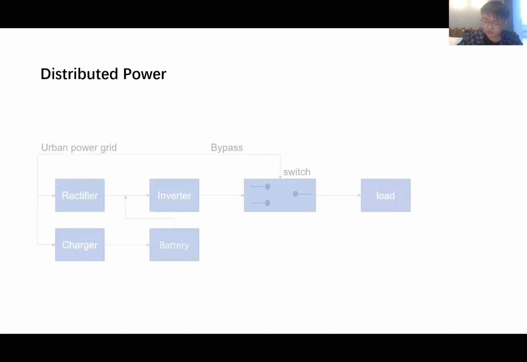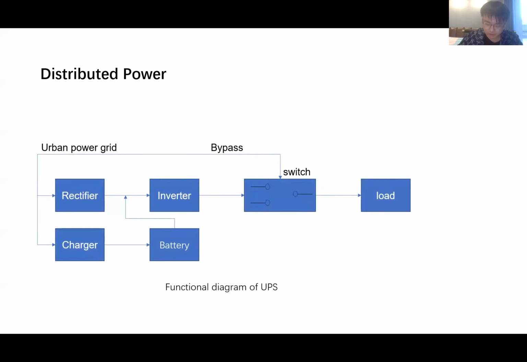Next, I will introduce the two main methods of using emergency electrical power sources. The first is distributed power. I will use an example of a function diagram of UPS to introduce the basic principle of distributed power. Distributed power is an emergency measure prepared in advance before the power failure occurs. It means that the emergency electric source is set near the facilities needing power supply after the power failure.